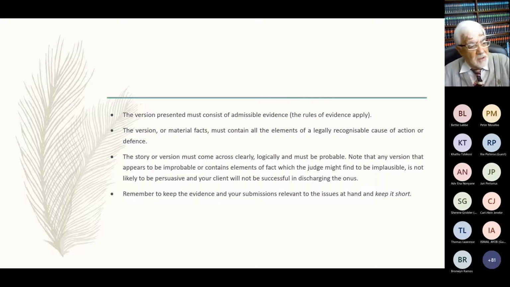Remember to keep the evidence and your submissions relevant to the issues at hand. So relevance is very important. Never present evidence that is not relevant. The judge will become disinterested. Okay. And keep it short. Long-winded presentations don't work.